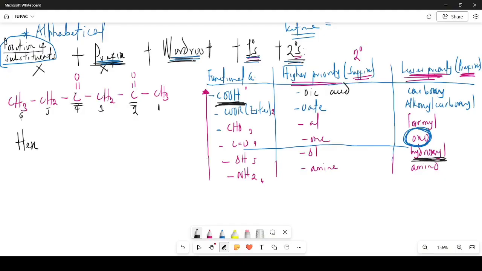Is there any double bond? Don't count this as a double bond. This one is a functional group. And this one too is a functional group. Those two are not double bonds though. They are functional groups. Do you understand?